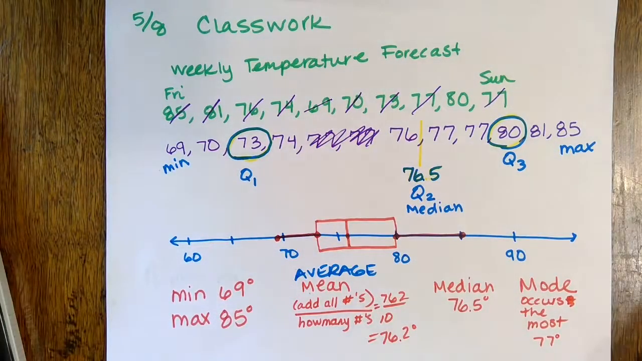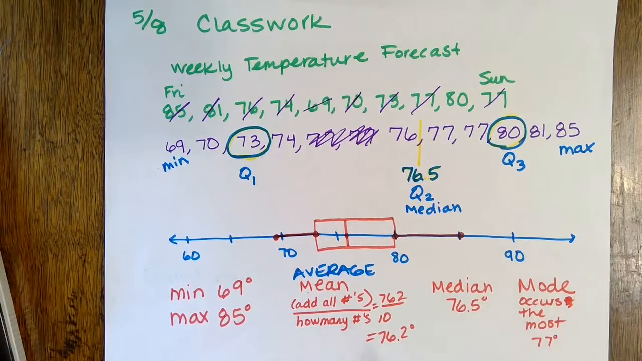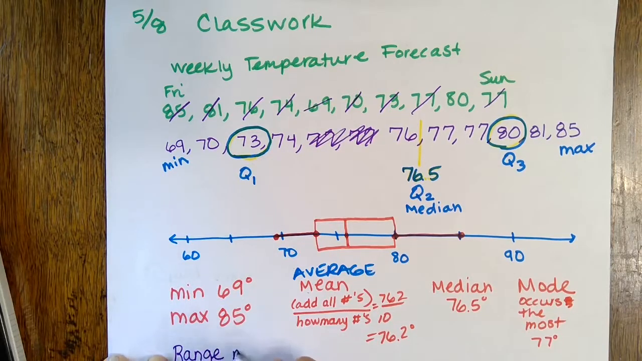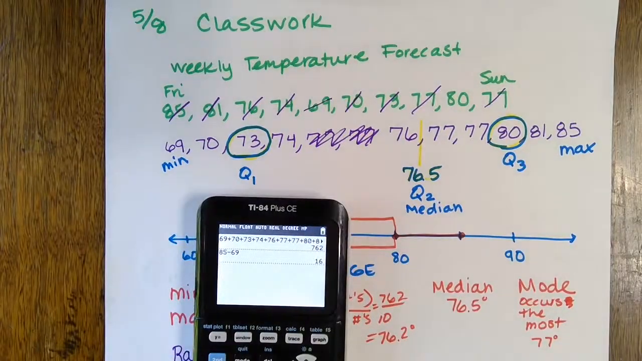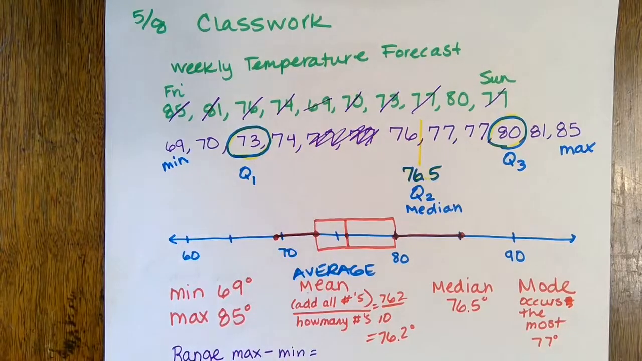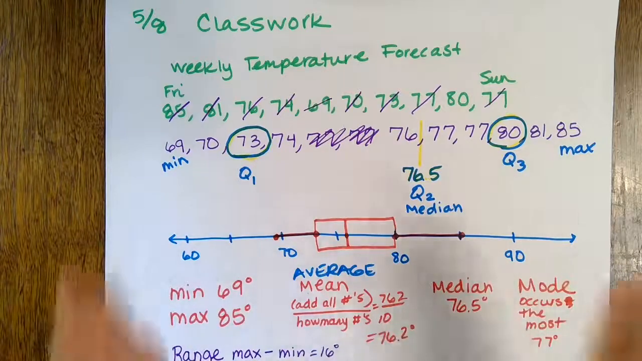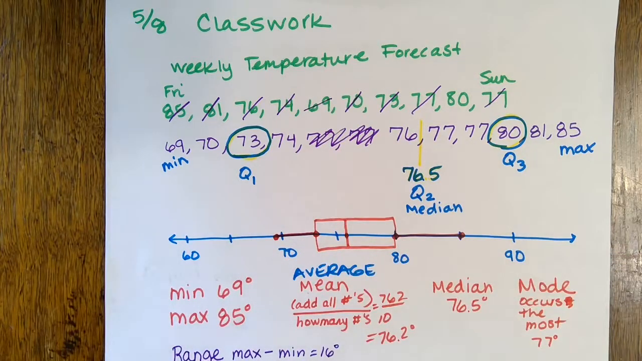Mean, median, and mode. Other things that they might ask you to do is sometimes called the range. So the range is your maximum minus your minimum. So 85 minus 69. So that means the maximum minus the minimum. So what's the difference between those highest values? So the difference between all of those is going to be a 16 degrees difference. Okay, so that's how much the temperature is changing.